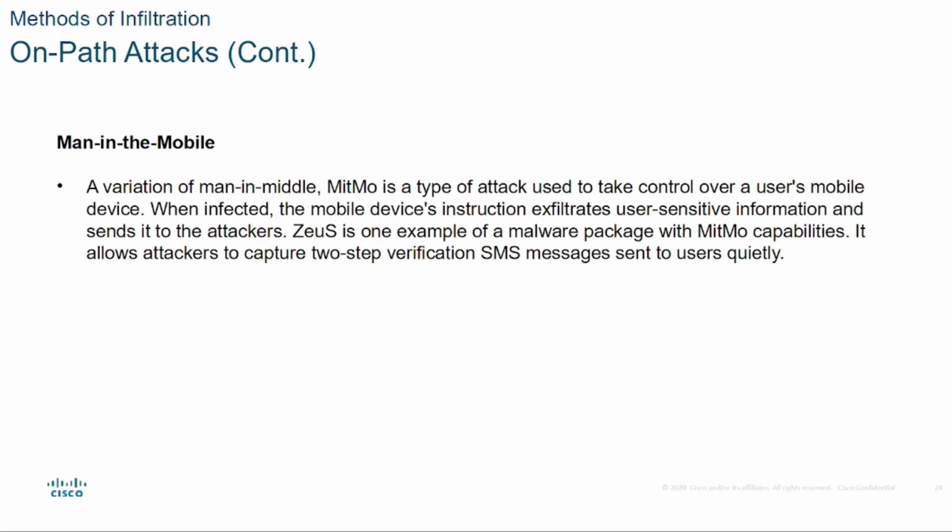Then man in the mobile is a variation of the man in the middle attack. So man in the mobile is a type of attack used to take control over a user's mobile device. When infected, the mobile device is instructed to exfiltrate user sensitive information and send it on. Zeus is an example of a malware package with man in the mobile ability. It allows attackers to quietly capture two-step verification SMS messages sent to users.